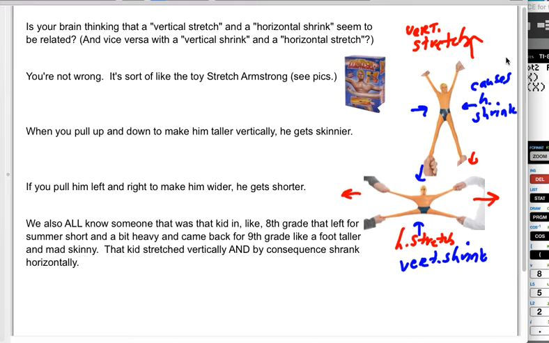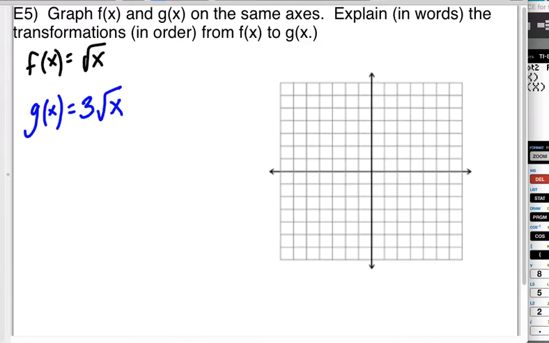Also, as a side note, we all know this kid from 8th grade that left for summer short and a bit heavier and came back to 9th grade like a foot taller and mad skinny. So that kid stretched vertically and by consequence shrank horizontally. And that's the thing that we see a lot. So if you feel like these are related, you're not off task, you're not thinking about it wrong, they are somewhat related. So let's go ahead and walk through some practice problems.